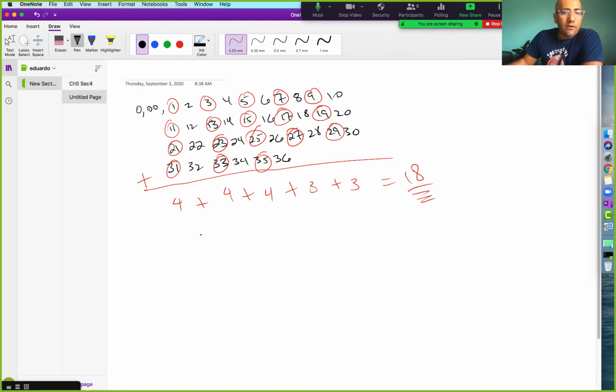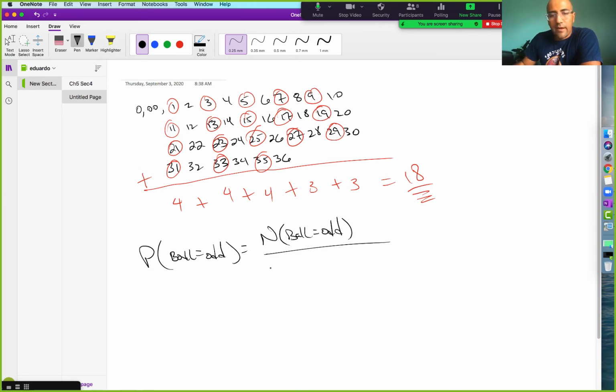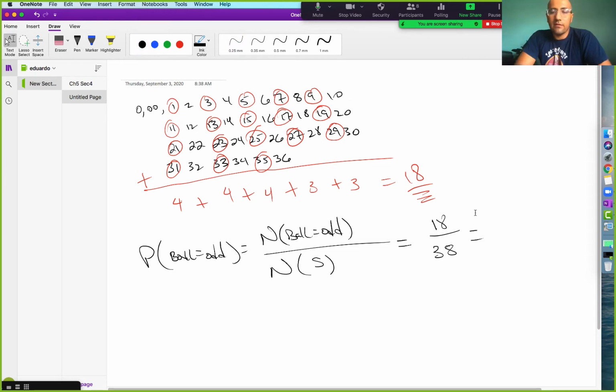Okay, so now remember our style of notation. Probability that the little ball is equal to an odd is equal to the number of ways in which the little ball can equal an odd divided by the number of values in our sample space. Right? Okay, so we just counted them. There are 18 ways in which the little ball can result in an odd, divided by the number of outcomes in our sample space, which we said were 38. Okay, so now we just divide 18 divided by 38, and that'll be our answer.